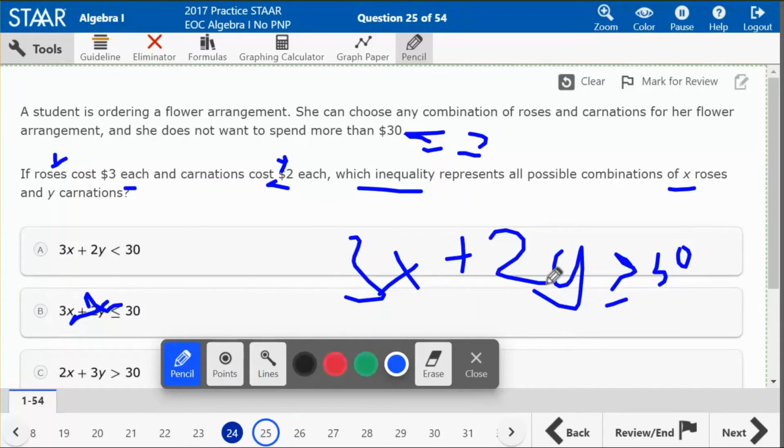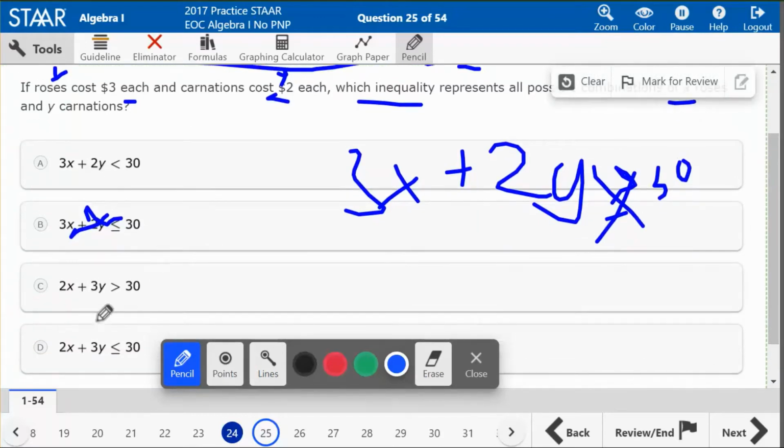But 3x plus 2y cannot be greater than 30, right? Because that would not fit this inequality arrangement here. She does not want to spend more than $30, right? So we know that it cannot be this sign here. So we know it's not C, and it's not A because it doesn't have the equal to sign under it. So we know it's D. Oh wait, this is where you get tricked. It is not D, it is B.